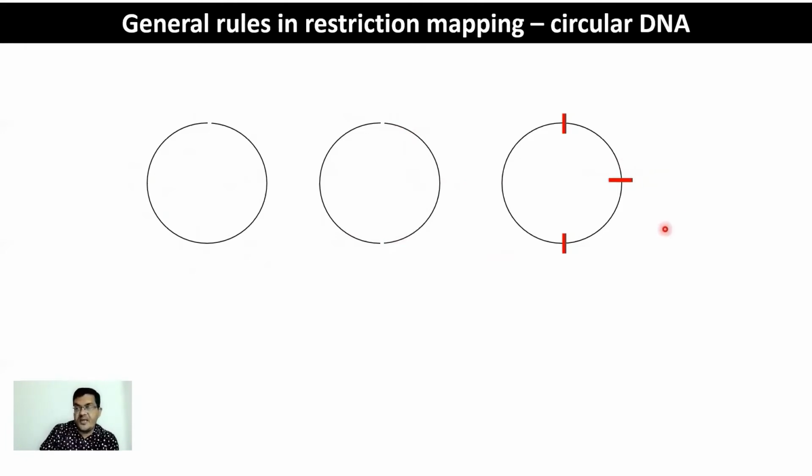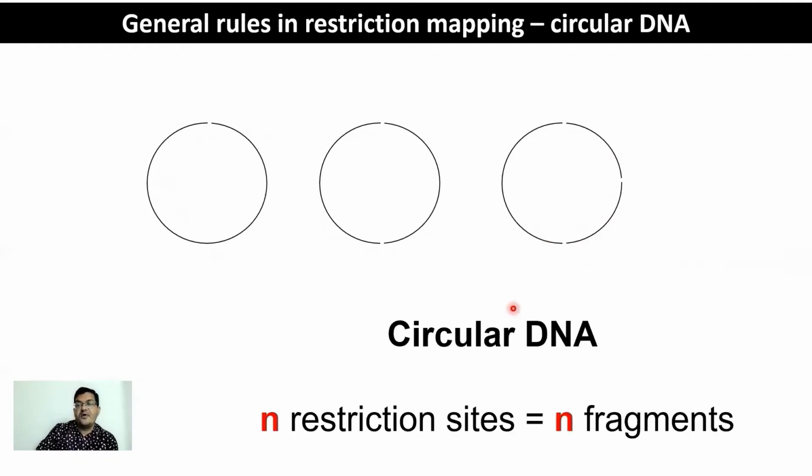Likewise, if you have 3 restriction sites on the circular DNA and you digest it completely, then again you get 3 fragments. So 1 restriction site for circular DNA, 1 fragment; 2 restriction sites for circular DNA, 2 fragments; 3 restriction sites for circular DNA, 3 fragments, 1, 2, and 3. So the general rule here is, for circular DNA, if there are n restriction sites, there will be n fragments, right? Now the question is, how can these fragments be arranged?